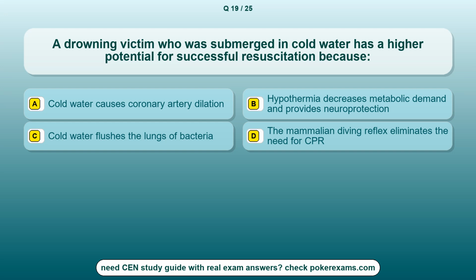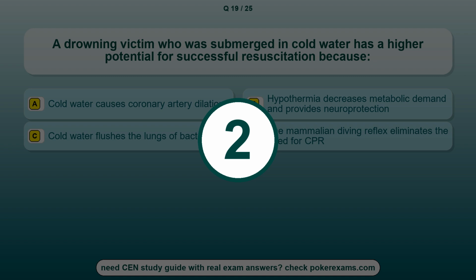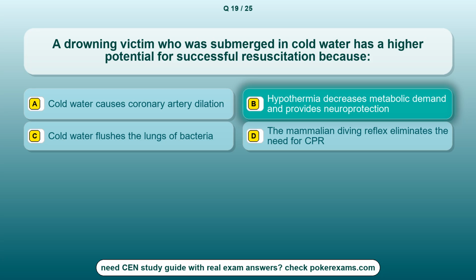Question 19. A drowning victim who was submerged in cold water has a higher potential for successful resuscitation because option A, cold water causes coronary artery dilation. Option B, hypothermia decreases metabolic demand and provides neuroprotection. Option C, cold water flushes the lungs of bacteria. Option D, the mammalian diving reflex eliminates the need for CPR. The correct answer is option B, hypothermia decreases metabolic demand and provides neuroprotection.